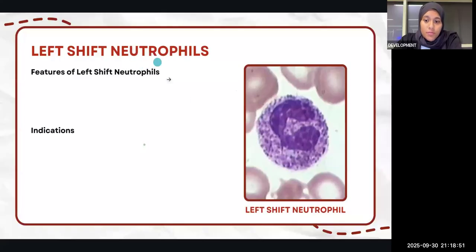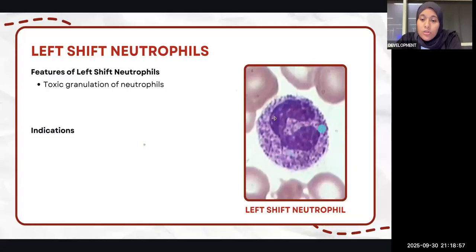Left shift neutrophils just means toxic granulation of the neutrophils. This is toxic granulation. You have so many granules, they are very prominent here. And that's not normal, because that means that the neutrophil is fighting infection.